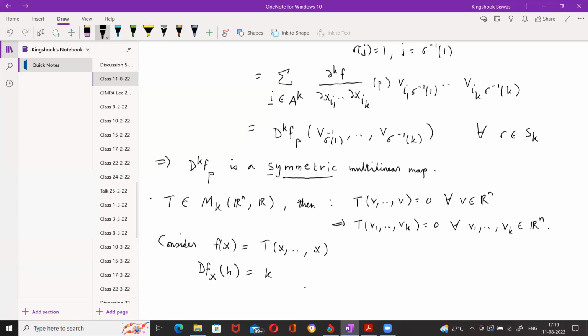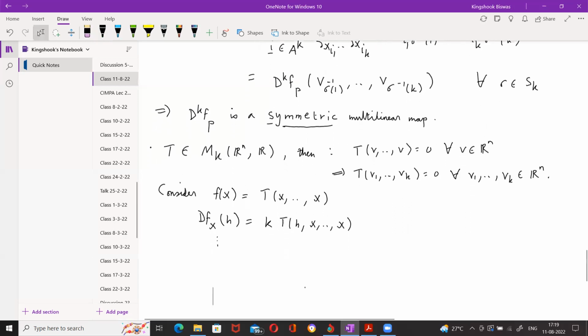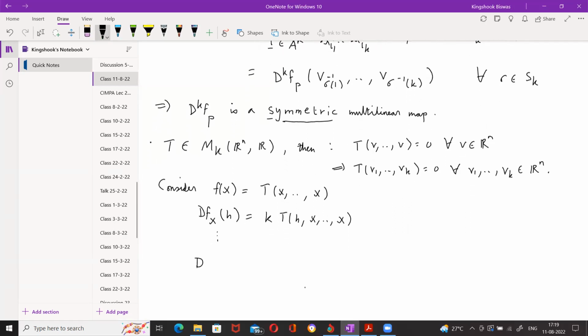df at x of h will be k times T of h and k minus 1 x's, right? Okay. Now you calculate by induction the higher derivatives, and what you will find, I leave it to you as an exercise, is that d^k f at x, which is a multilinear function of h1 up to hk, is nothing but, what do you think this will be? Any guess?